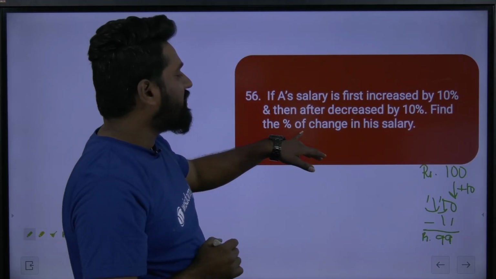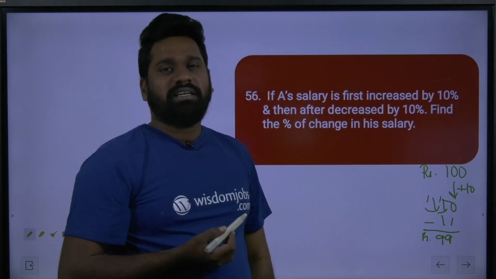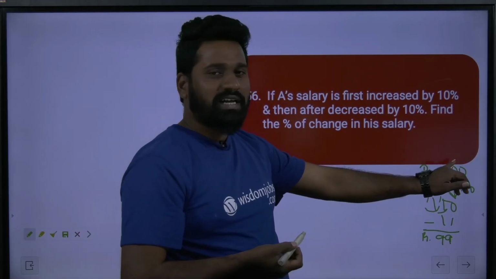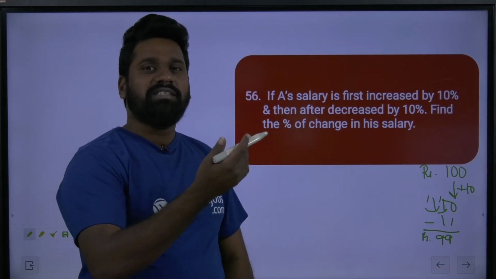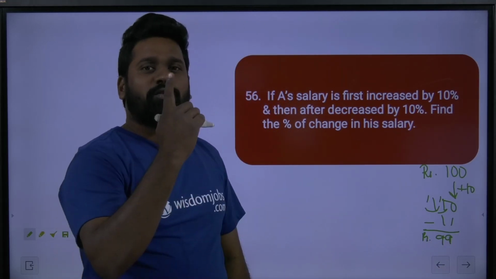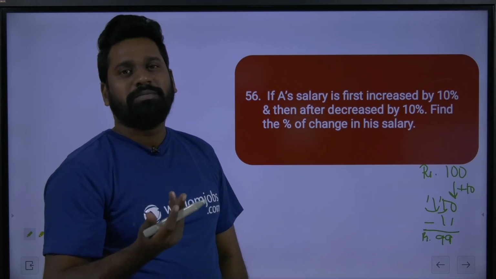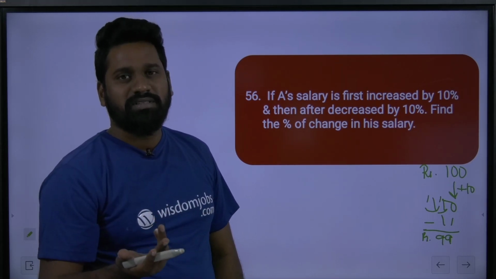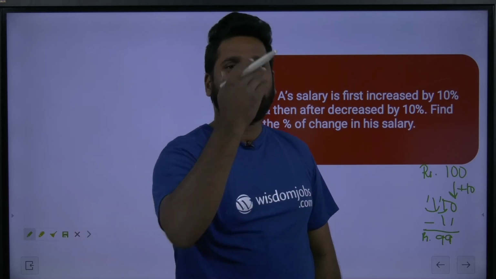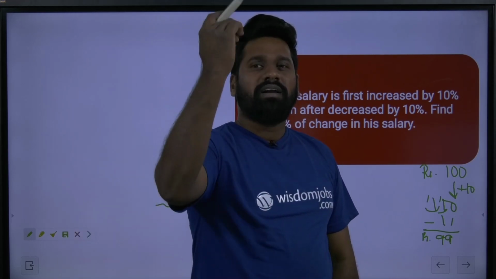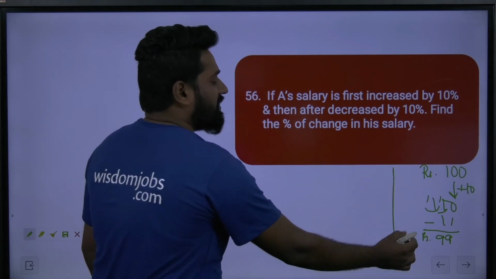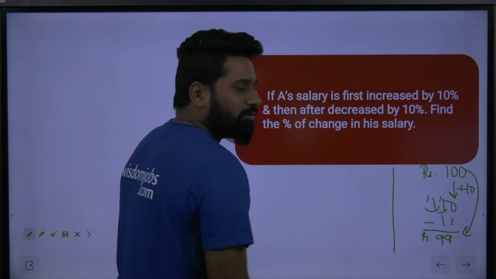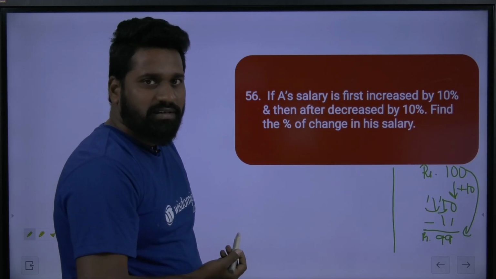Now what is asked? What is the percentage change in his salary? So first it is 100 rupees. Now his salary is 99 rupees after increasing and decreasing. 1 rupee is decrease. So how much percent? 1%. Is it clear? Because 1 by 100 into 100. So you will get 1%. This is the original method. 100 to 99, decreased by 1 rupee, which is same as 1%.